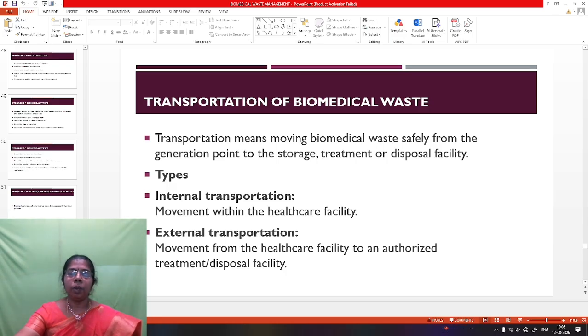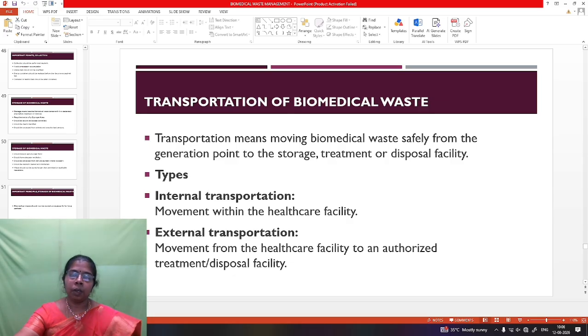Transportation means moving biomedical waste safely from the generation point to the storage, treatment or disposal facility. Transportation is by means of vehicle. We safely transfer the waste from the generation site to the storage or treatment or disposal point. What are the types of transportation? Internal transportation and external transportation. Internal transportation means movement within the healthcare facility.